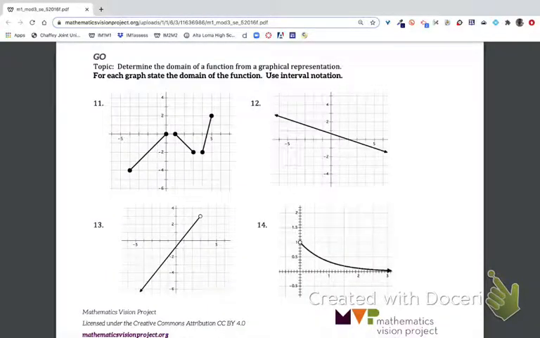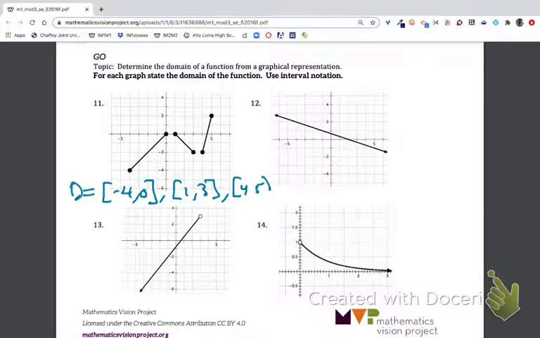For number 11, we are looking at domain, just domain. That's it. The domain for number 11 will go from negative 4 to 0, from 1 to 3, and from 4 to 5. It's one of those discontinuous relationships there where we've got those gaps to contend with.